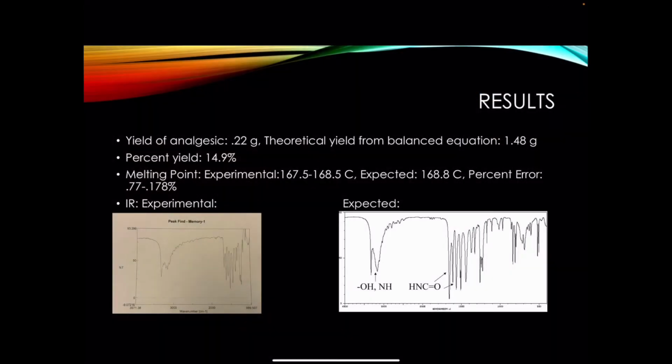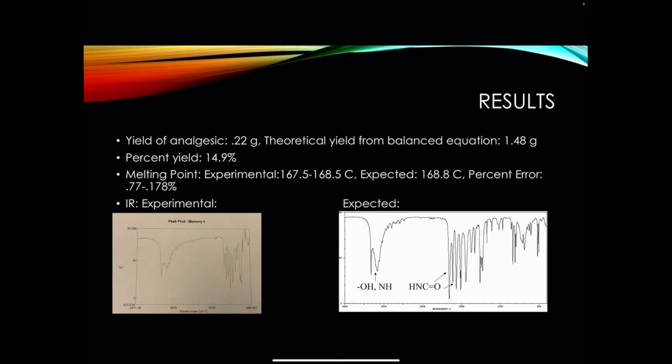Here are the results we had from our procedure. The amount of analgesic we got was 0.22 grams. The theoretical yield from the balanced equation was 1.48 grams. The percent yield for those two numbers would be 14.9%.